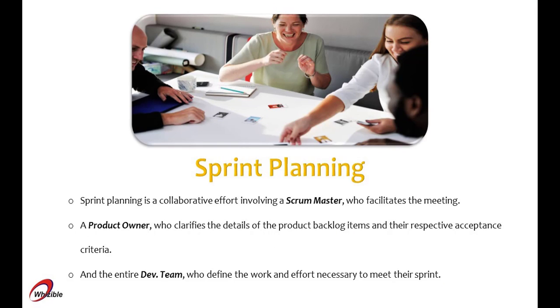Sprint planning is a collaborative effort involving a Scrum Master, who facilitates the meeting, a product owner, who clarifies the details of the product backlog items and their respective acceptance criteria, and the entire Scrum team, who define the work and effort necessary to meet their sprint.